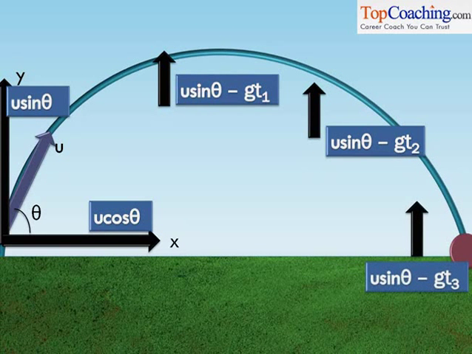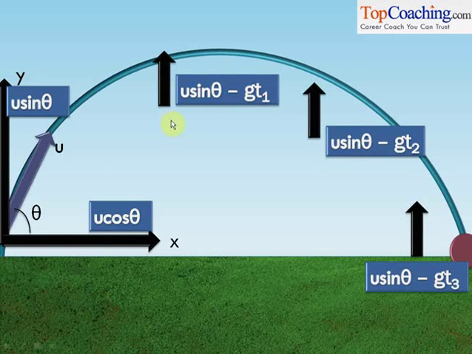After time t3, when the projectile finally reaches the ground again, it will have an upward velocity u sine theta minus gt3, isn't it? So basically, we have resolved the velocity in two directions, x-axis and y-axis. The velocity along the x-axis for the projectile remains constant, and the velocity along the y-axis is u sine theta minus gt at any time t. This is quite simple, isn't it?